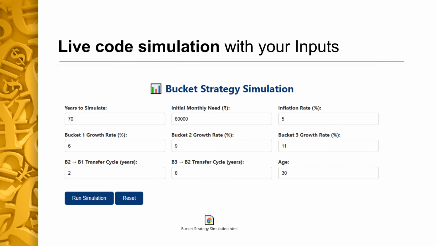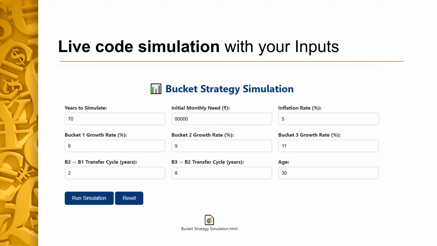Raj is planning for retirement. He sets up a simulation to see how long his money lasts over 70 years. He'll need 80,000 rupees per month, with expenses rising 5% annually. To handle this, he uses the 3-bucket strategy. Bucket 1 handles day-to-day costs for the next 2 to 3 years. It grows at 6% and gets refilled from Bucket 2 every 2 years.